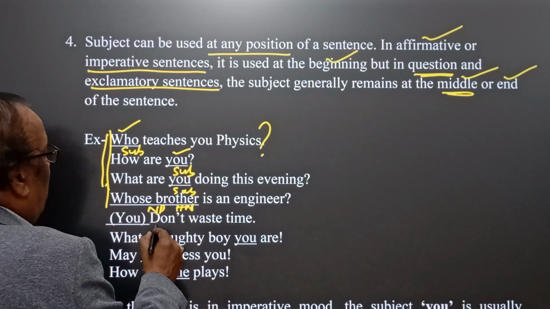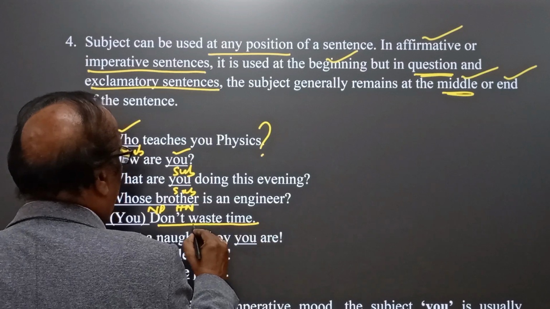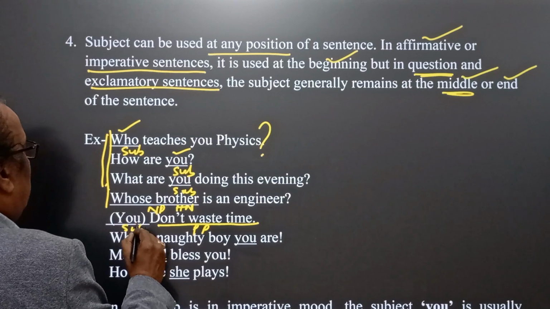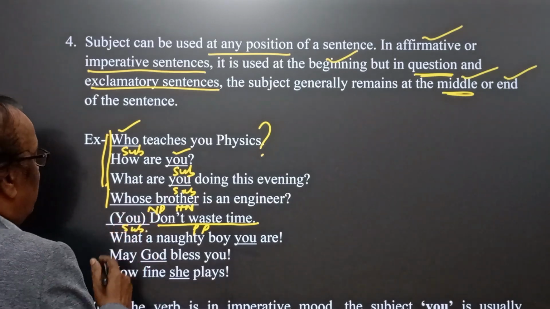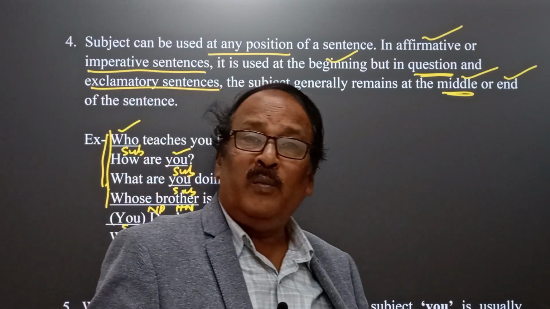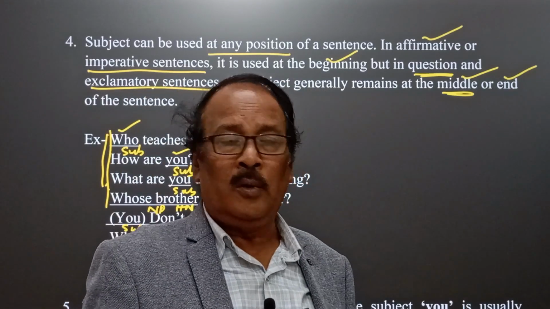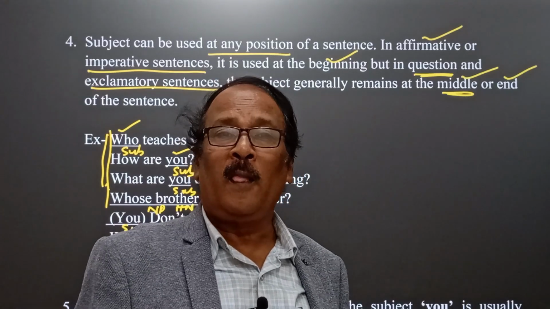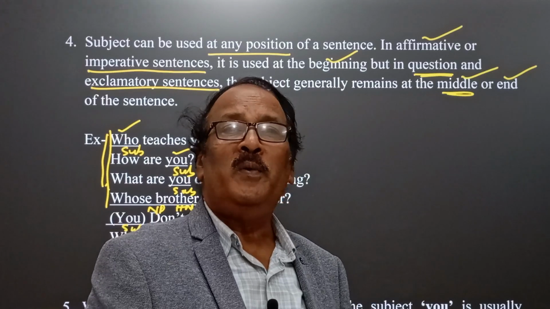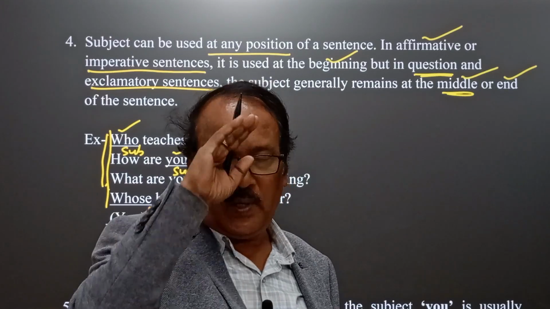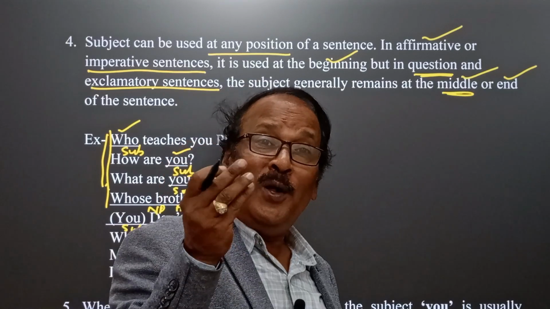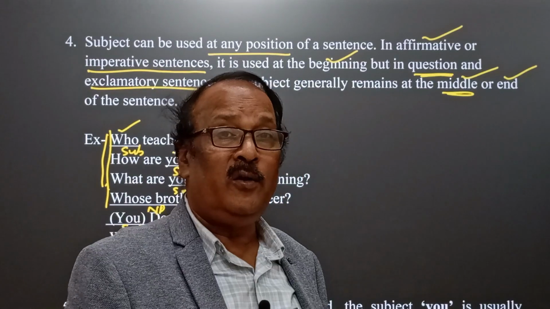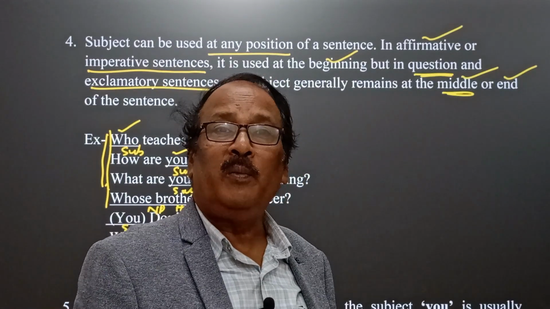Don't waste time. Predicate part. You, the subject, is omitted. Here generally we don't use you. Don't waste time, because time is very valuable. Time is fleeting, and it waits for nobody, and therefore we should respect time and know the art of time management, so that we can handle our day-to-day activities in a very perfect manner.